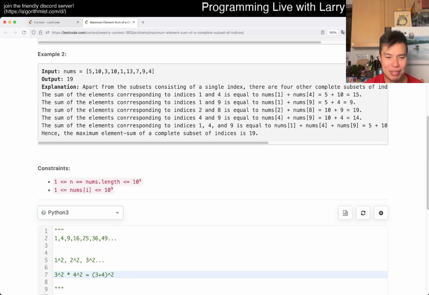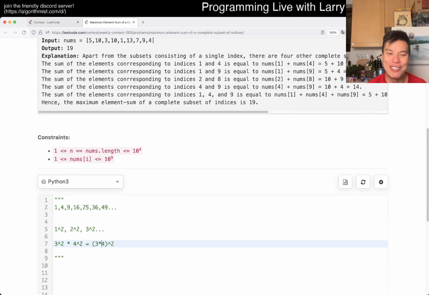Did I mess this up? I think I messed it up. I meant 3 times 4 squared. Whoops. That's what I meant. By the way, this is going to be a square, right? So that's basically how everything is in there.